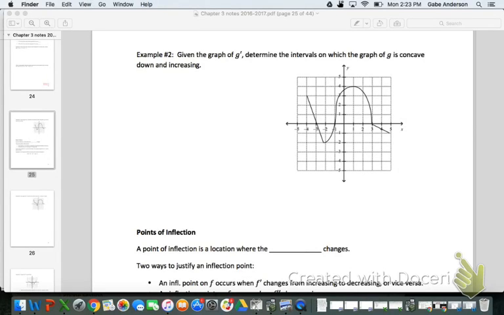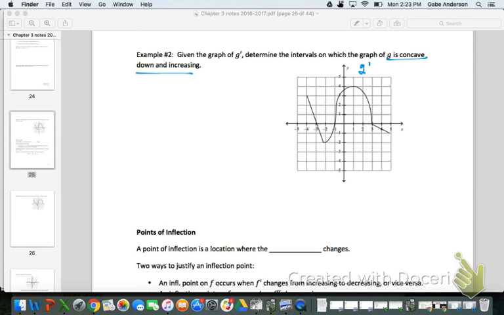Determine the intervals on which the graph of G is concave down and increasing. So keep this in mind, that this is a graph of G prime. It is not a graph of G. So use this to help you find where G is concave down and increasing at the same time.